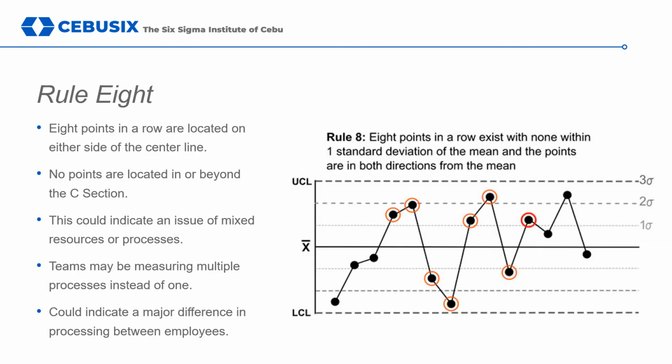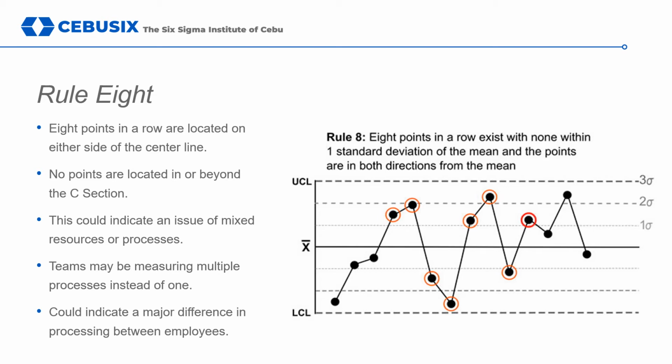And finally, Rule 8. 8 points in a row on the control chart are located on either side of the center line, but none are located in the C section above or below the line. This could indicate an issue of mixed resources or processes. A team might think that they are measuring a single process when they are actually measuring two processes, for example. Alternatively, it could indicate a major difference in processing for two employees or teams.